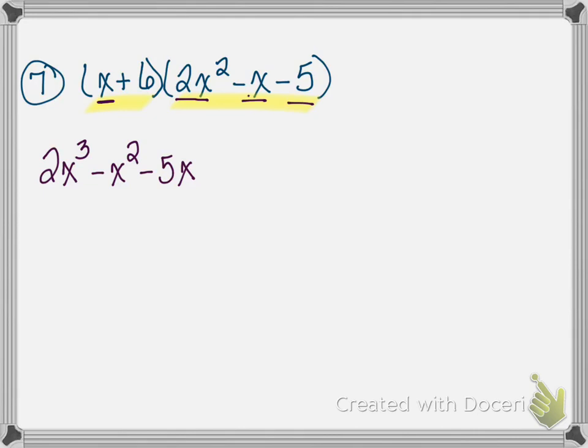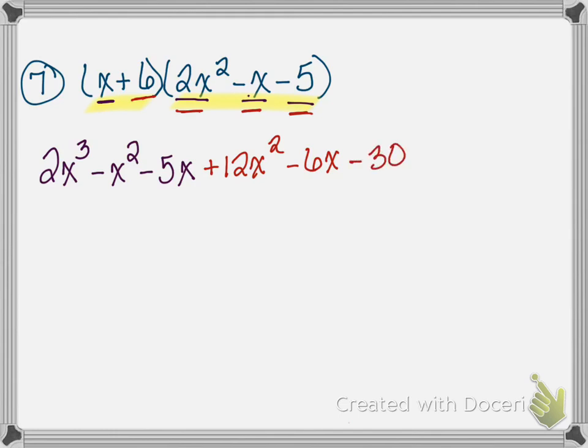Okay, now I am going to do that again, except I'm going to do my 6. So I have 6 times 2x squared, 6 times negative x, and 6 times negative 5. Okay, so 6 times 2x squared is plus 12x squared. 6 times negative x is negative 6x. 6 times negative 5 is negative 30.